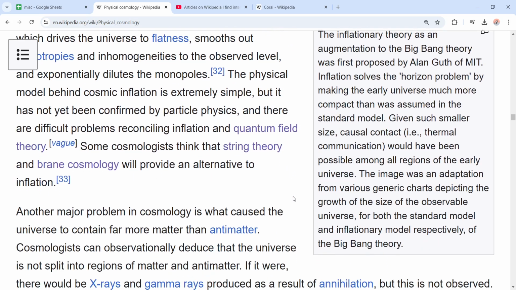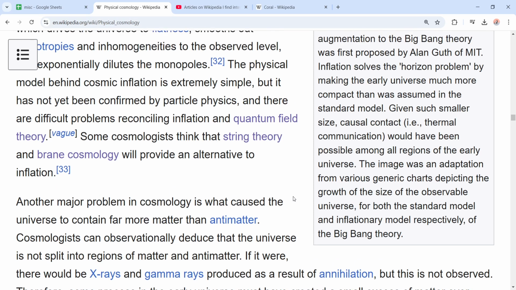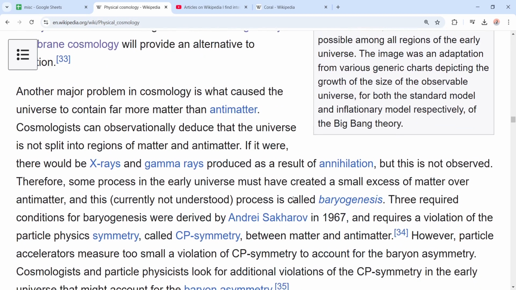The physical model behind cosmic inflation is extremely simple, but it has not yet been confirmed by particle physics, and there are difficult problems reconciling inflation with quantum field theory. Some cosmologists think that string theory and brane cosmology will provide an alternative to inflation.